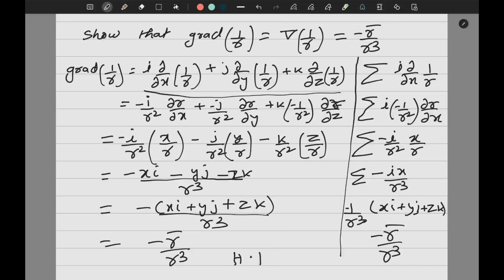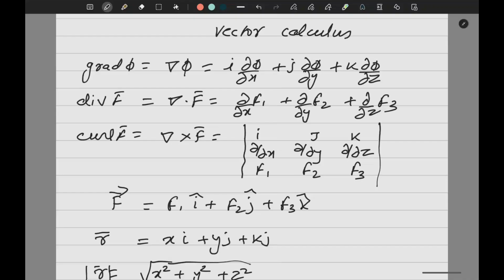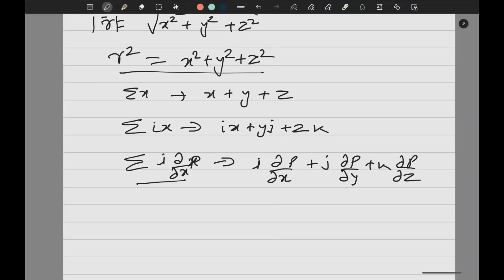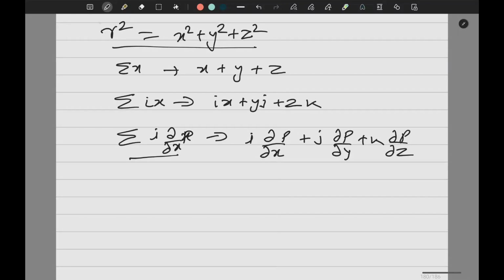So we are done. Now here, many students might get confused about how I have replaced ∂R/∂x by x by R. So let us understand how it is coming, okay? I'll go back to the previous slides where I have explained this. Now see, R square is equal to x square plus y square plus z square. If I differentiate both sides with respect to x, what will you get?